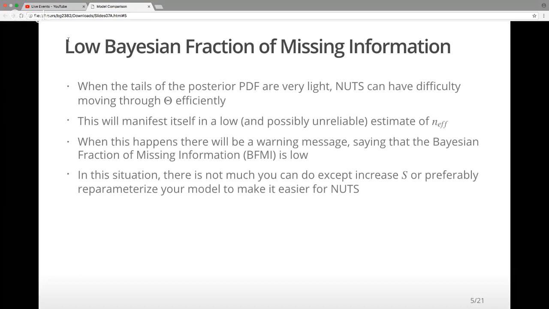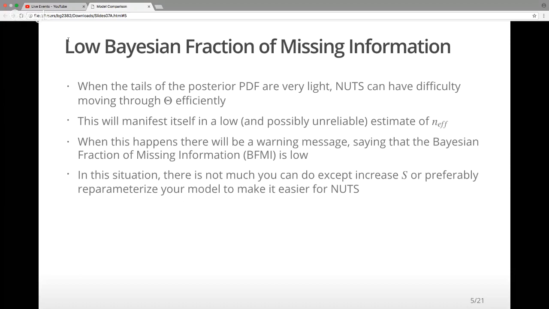And when this occurs, it will manifest itself in a warning message about Bayesian fraction of missing information being low, or BFMI. And when this happens, it's usually also going to go along with small values of effective sample size for one or maybe all of the parameters. Basically, it's another indication that although there may not be anything wrong with your posterior distribution, Stan is having difficulty getting a good effective sample size for a model like this.